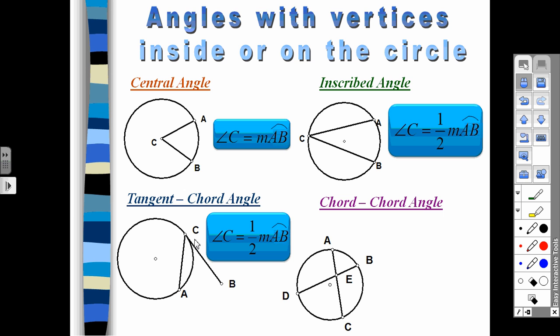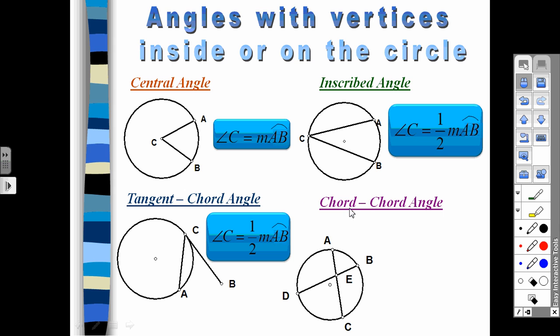Okay, so if you can remember the position of the vertex, whether it is on the circle, inside the circle, at the center of the circle, or outside of the circle, the formulas are all going to be very similar to each other in that respect. Okay, so inscribed angle and tangent chord angle have the same formula.